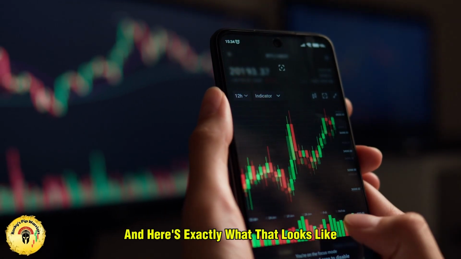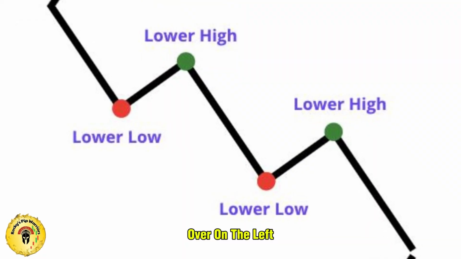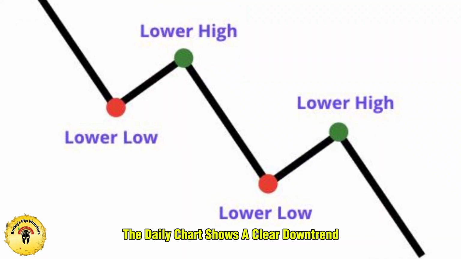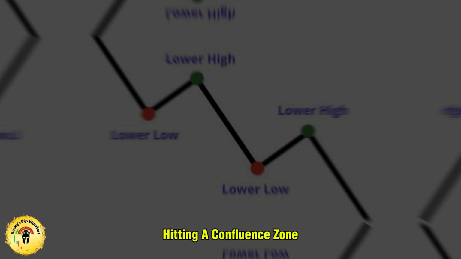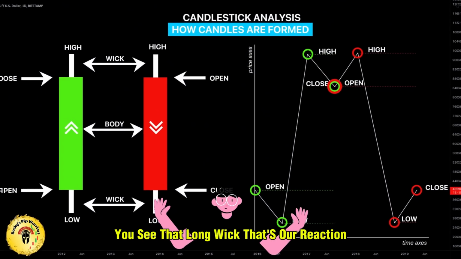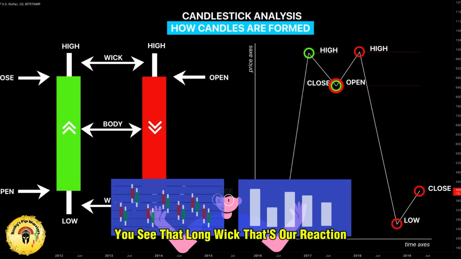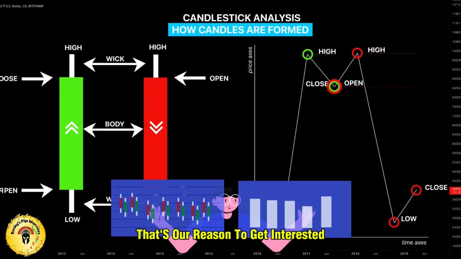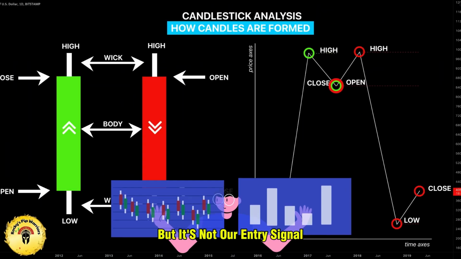And here's exactly what that looks like. Over on the left, the daily chart shows a clear downtrend hitting a confluence zone. You see that long wick, that's our reaction. That's our reason to get interested. But it's not our entry signal.